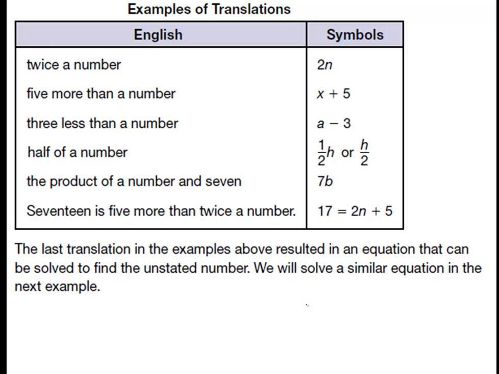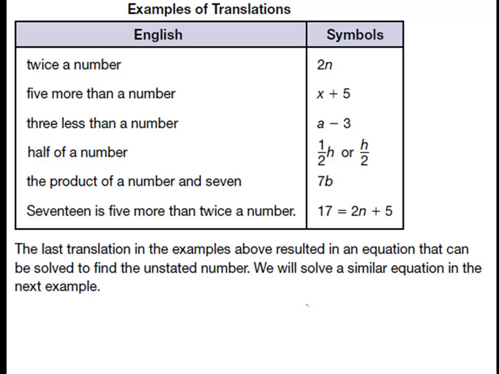3 less than a number is a number minus 3. So you take your variable and write minus 3, so a minus 3. Half of a number would mean take that number, or your variable of h in this example, and times it by 1/2 or divide it by 2. Then you've got the product, meaning multiplication, the product of a number and 7, so your variable times 7.